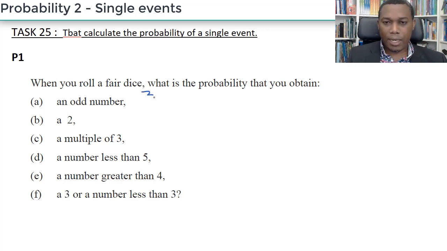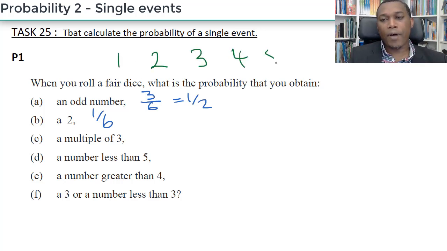For the first one, it would have been 3 on 6, which you can simplify to a half. For the 2, it's 1 on 6. For the multiple of 3, just to remind you, because we're building from the numbers, your options were 1, 2, 3, 4, 5, 6. So all your denominators could have started off as 6 and then simplified. Multiples of 3: 3 and 6. So that is 2 on 6, which is a third.